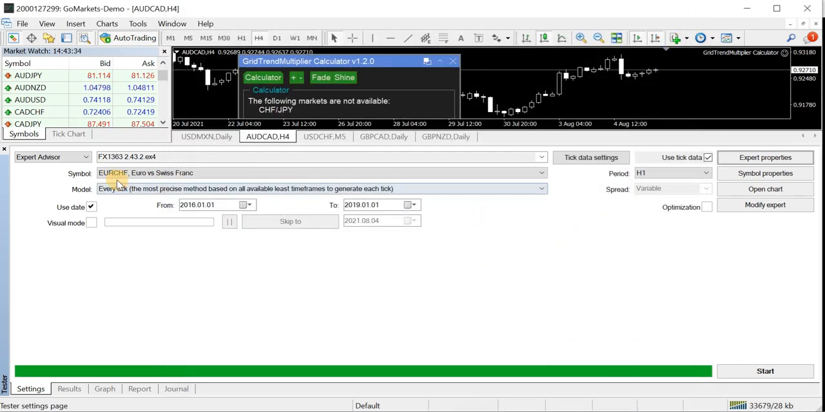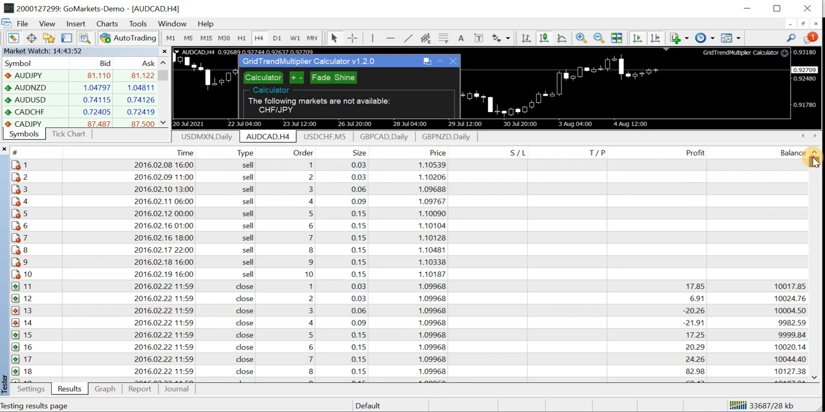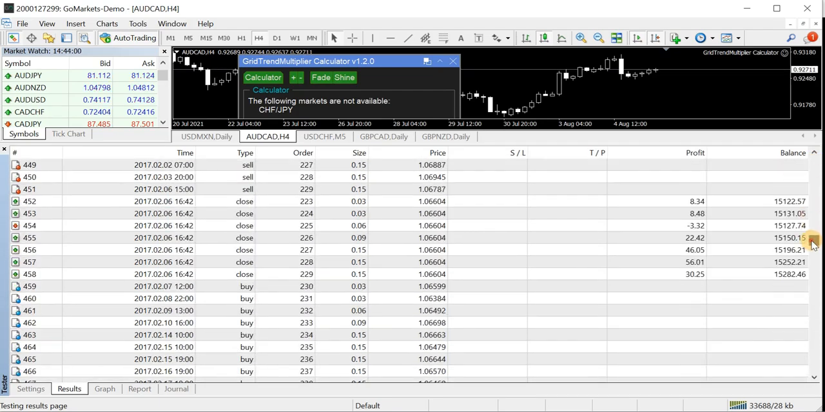So I've done this test on the Euro Swiss just to show you what's happened here. So let's have a look. This is completed. You can see I've already run this earlier. The green bar is all the way to the end, so I don't have to run it. Here are my results. It shows from the start in 2016 when it first started trading, all the way through.